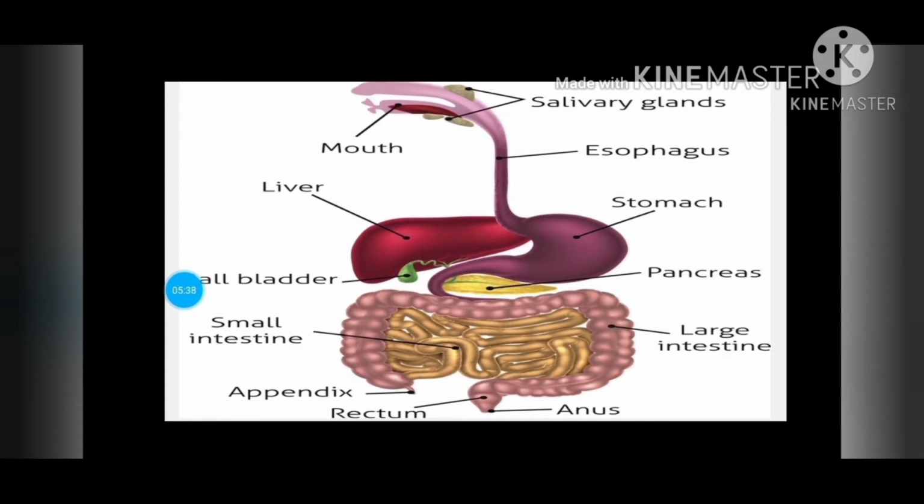Then the second part is our tongue. What's the function of the tongue? Tongue is helpful to mix up the saliva with the food, and it makes the food soft and slippery.